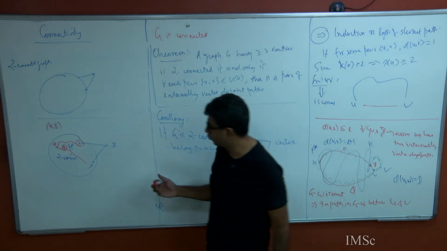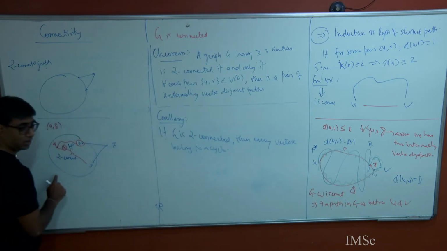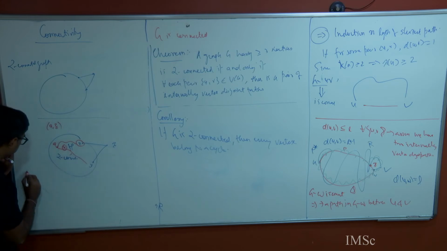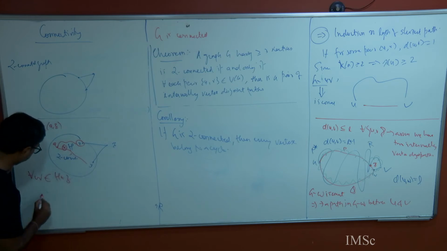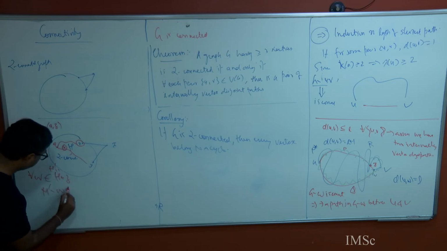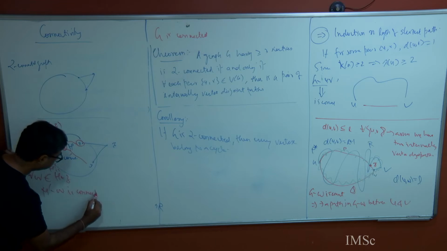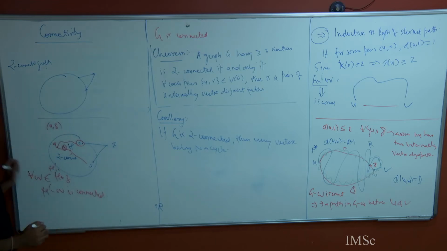So what we can show is that, look, if this is how your graph is, for all W in H plus Z, let's call this H prime, H prime minus W is connected. Okay, that's it. So this implies that this operation is a safe operation.